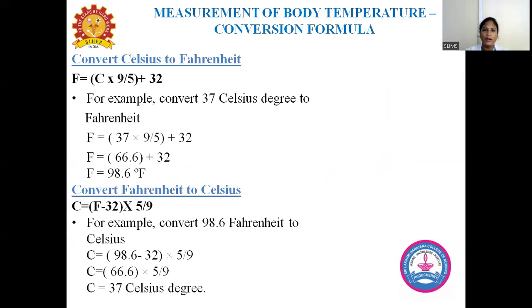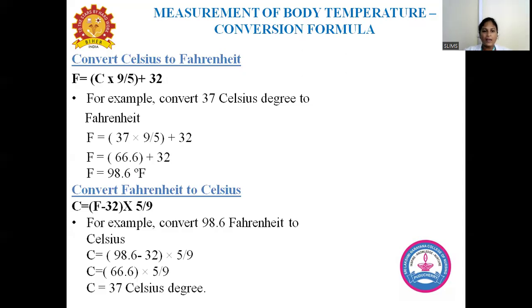Measurement of body temperature: the conversion formula to convert Celsius to Fahrenheit. F, meaning Fahrenheit, is equal to Celsius into 9 by 5 plus 32. For example, convert 37 degrees Celsius to Fahrenheit: Fahrenheit is equal to 37 into 9 by 5 plus 32. Fahrenheit is equal to 66.6 plus 32. Fahrenheit is equal to 98.6 degrees Fahrenheit.